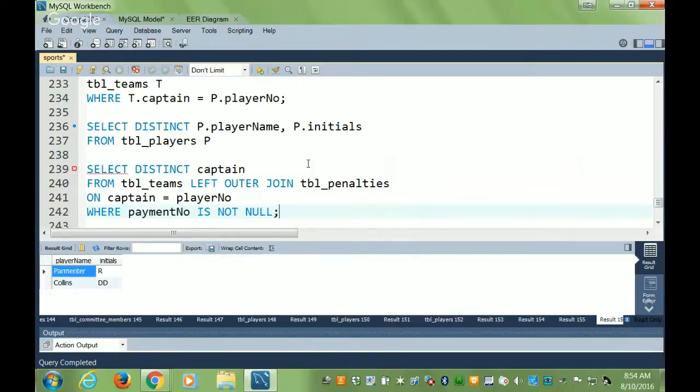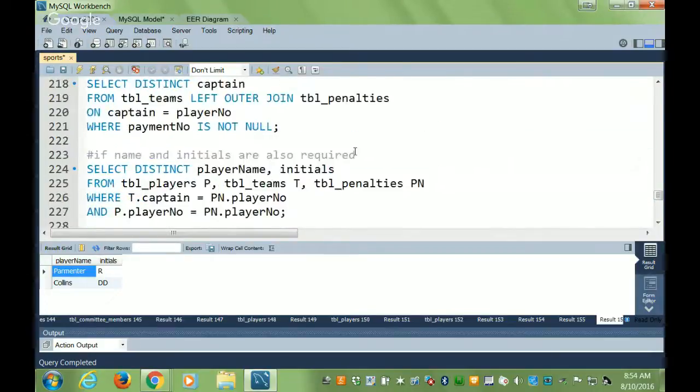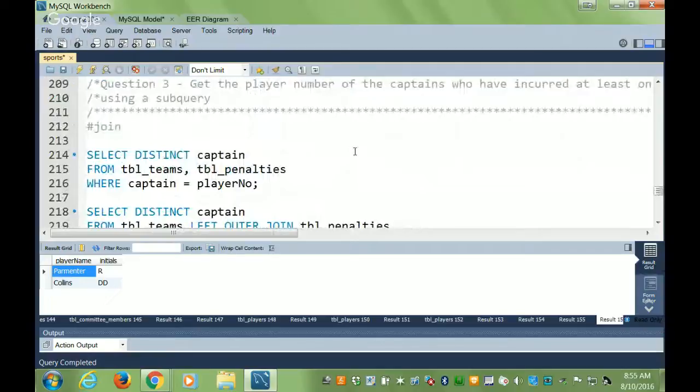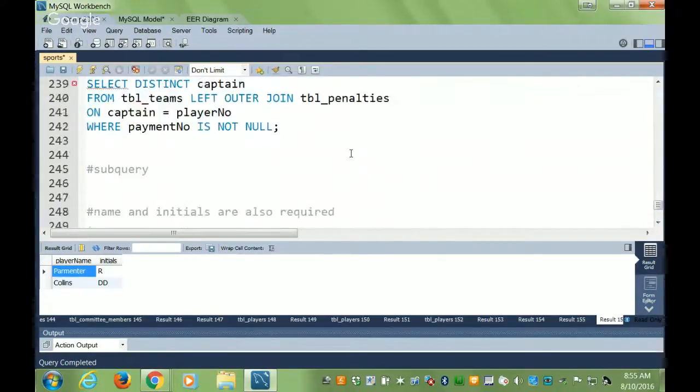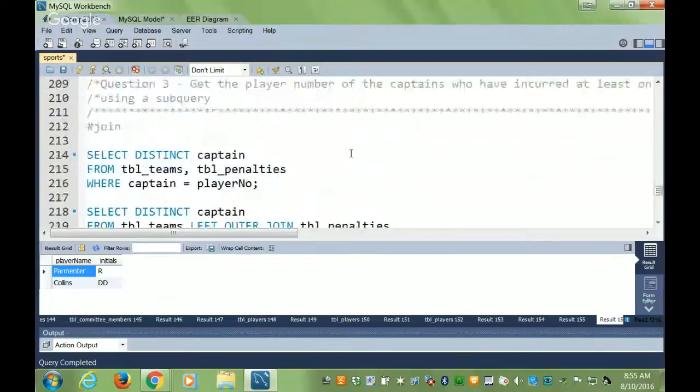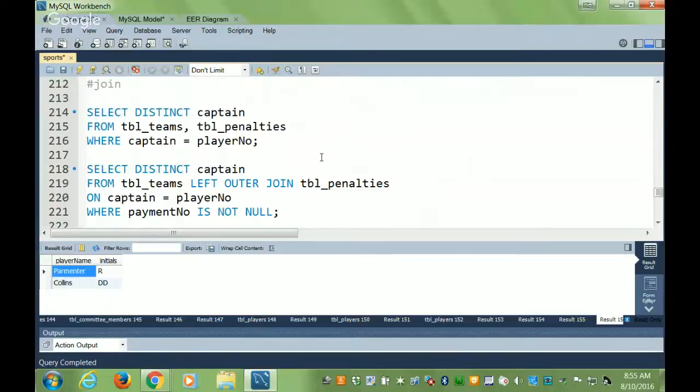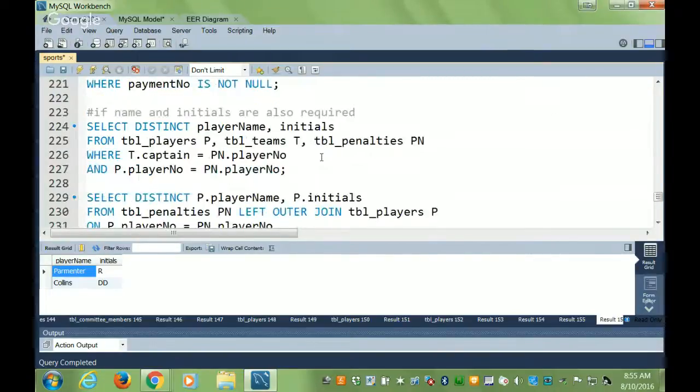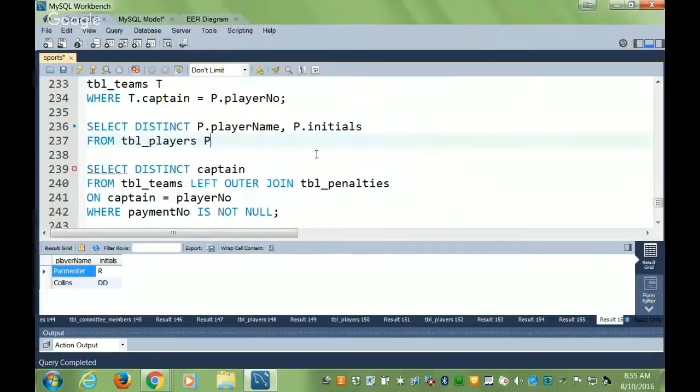But I think it will work. We can do this, right? Pick up everything from here. And these people have to be, sorry, what was the question? Player number of captains? No. Oh, did I copy it at the wrong place? No, I'm at the right place. Oh, it says using a subquery and I've written everything. Player number of the captains, player number of the captains. If name and initials are required, names and initials are required.